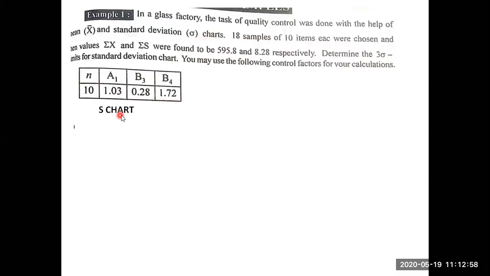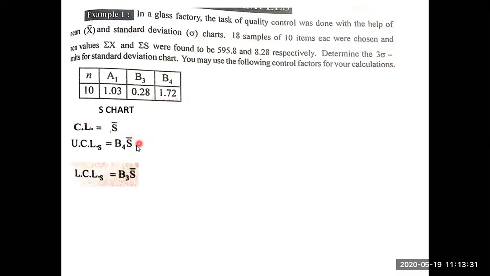Now we have to prepare a control chart. The control line is S bar. What we know is 8.28, which is sigma S, the summation of the standard deviations. What is the formula for S bar? The summation of the standard deviations divided by the number of samples. The number of samples is different from the number of items in each sample. The number of samples is 18.